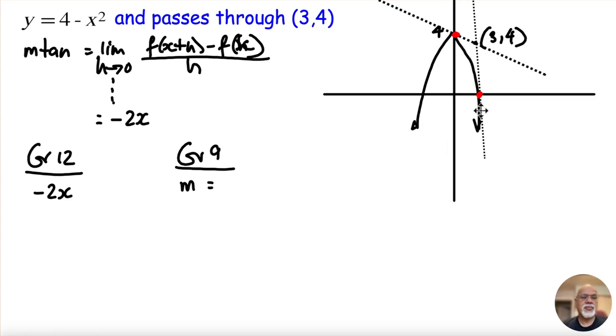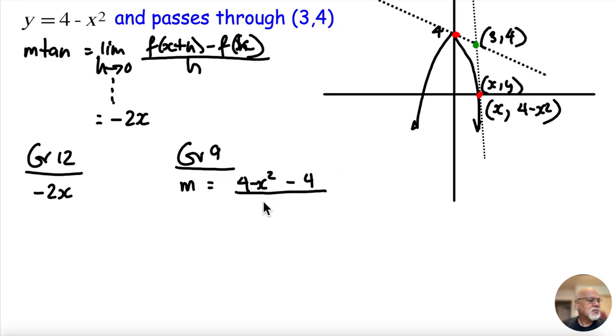This point over here, whatever this x and y is, we don't know what that is. We know that when the first coordinate is x, the y is given by 4 minus x squared. It's at either of these red dots, I would write that. So now, using grade 9 methods and using this point right here, which is at (3, 4), and this red dot, the slope of that line would be y2 minus y1 over x2 minus x1, so 4 minus x squared minus the 4, all over x minus 3. If we tidy this up, the 4's cancel and we end up getting negative x squared over x minus 3.